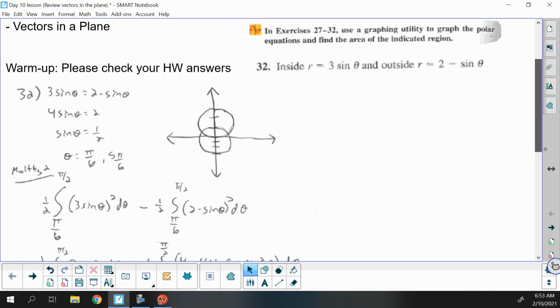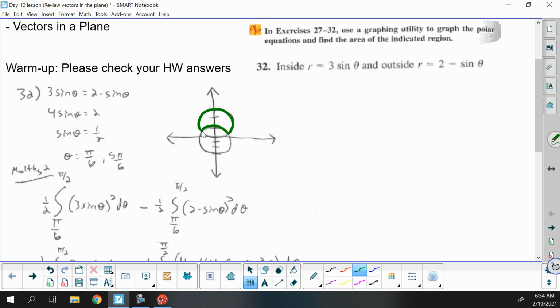So the first one wanted outside of the one that's the lower one and inside the upper one. So really what we're looking for is this space here. Notice it's symmetrical, so we're just gonna do the right half of it and then double it. So set them equal to find those intersection points. You end up with sine as a half. So that's a 60-degree reference angle.